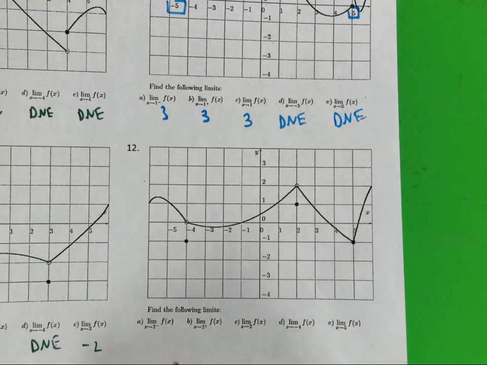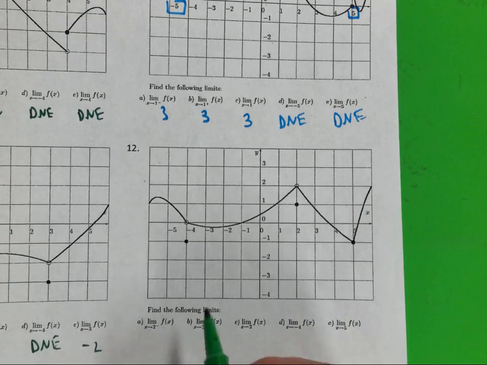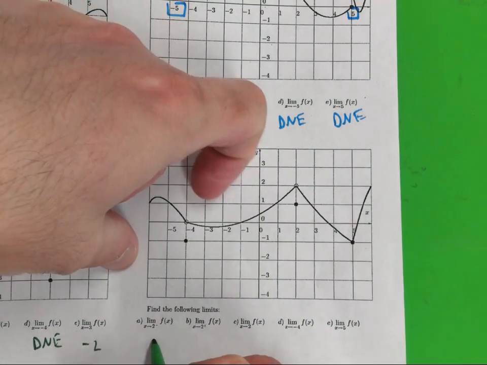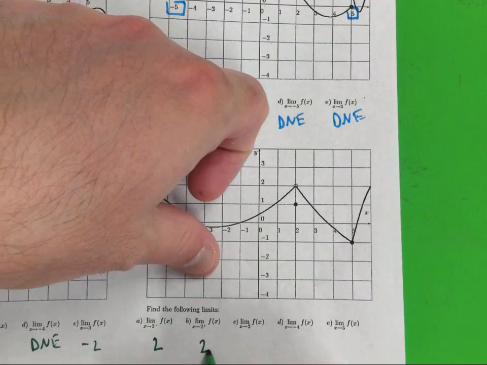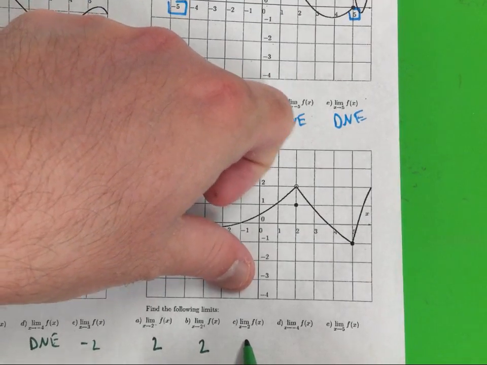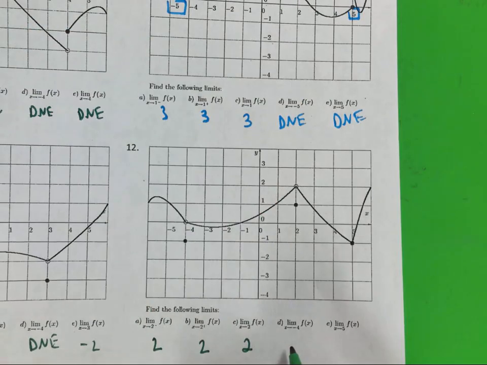Alright, what's the limit as x approaches 2 from the left? Conlon? Very good. Josiah, from the right, what is it? Very good. What's your overall limit, class? 2. The limit as x approaches negative 4.